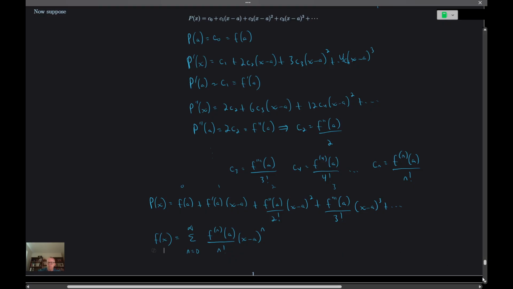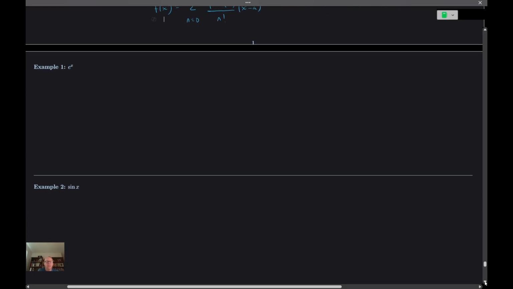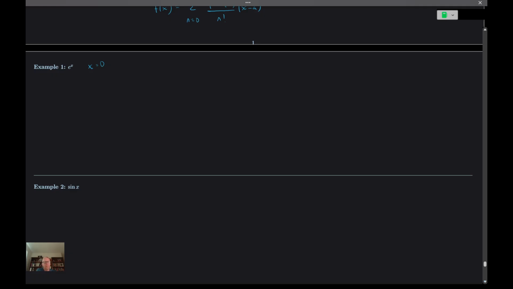All right, so let's look at an example. The first example is e to the x. We're just going to let a equal 0 for simplicity. We know that all the derivatives of e to the x are just e to the x. We don't need to write out f prime, f double prime, and so on. They're all going to be e to the x, for all n. And so the nth derivative evaluated at 0 will be e to the 0, which is just 1 for all n.